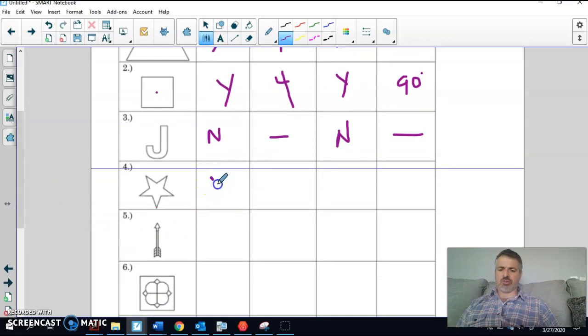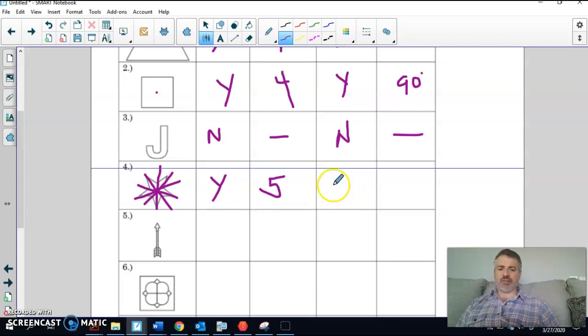So this does have line symmetry. Let's see if we can find them. Here's 1, 2, 3, 4, 5. So I see 5 lines of symmetry there.